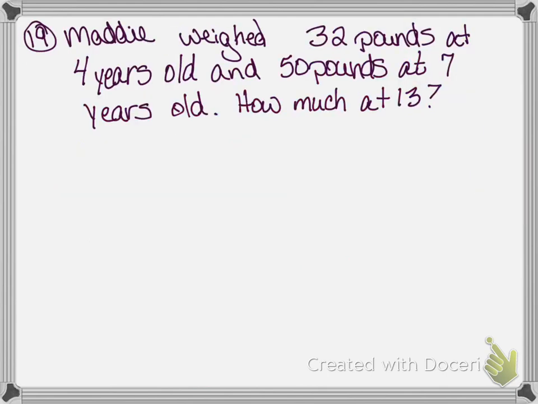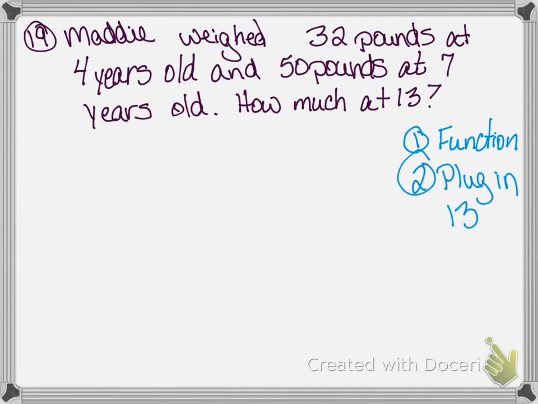Okay? Number 19 says, Maddie weighed 32 pounds when she was 4 years old and 50 pounds when she was 7 years old. Assuming a linear relationship, how much will she weigh when she is 13? So we have to do two things here. The first thing that we have to do is find the function that describes Maddie's weight at 4 years old and 7 years old so that we can predict her weight at 13. The second thing that we have to do is plug in 13 to find her weight at 13 years old.